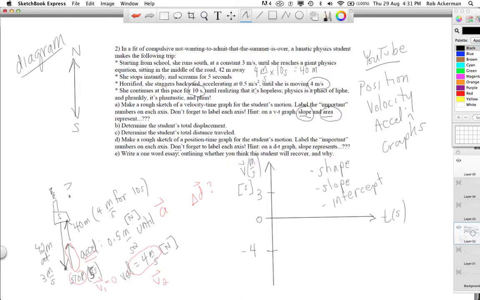And then finally, I'm going to leave you with a challenge. From the velocity graph and your diagram, see if you can make a position graph that corresponds. Same thing, label the important numbers, and of course, E is just a little bit of a joke.